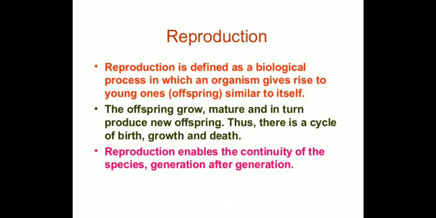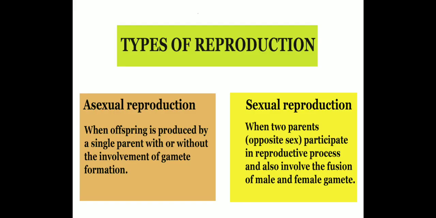You can imagine what would happen if organisms had not reproduced. That's why reproduction is very important as it ensures the continuation of similar kinds of individuals generation after generation. In this chapter, you will study about the animals, that means human beings and different animals, how they reproduce. So first, let's move on to the topic types of reproduction.